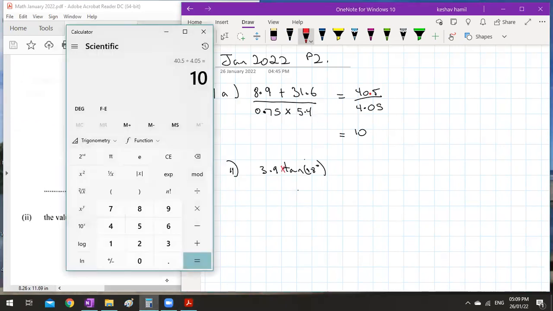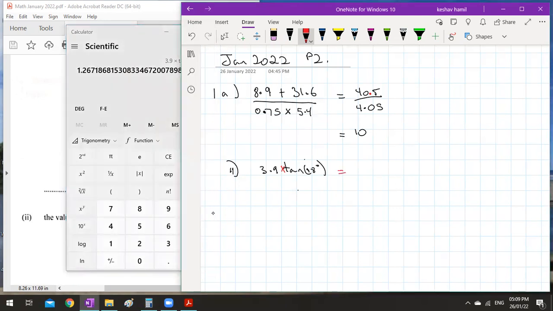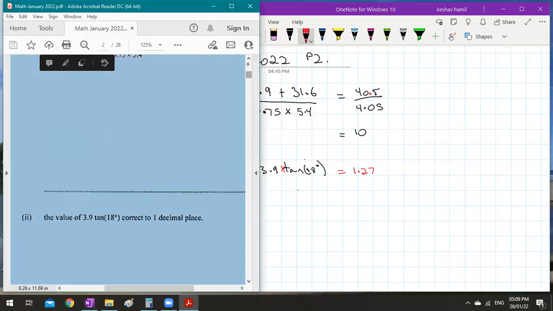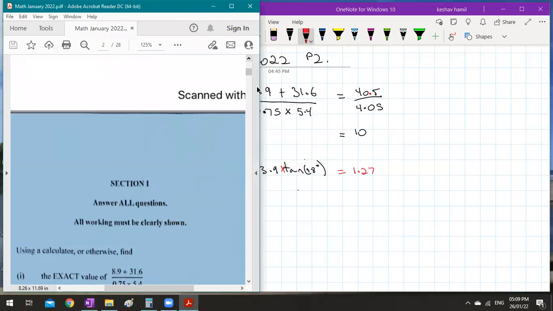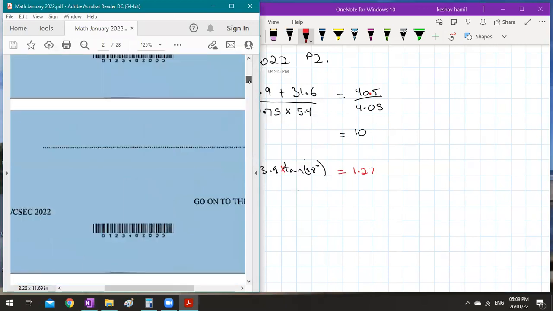So 3.9 multiply. Now on my calculator, you have to press the number and then press tan. Yours might be different. Then it's equal. So 1.27. Let's make sure we press it. So using the calculator, that was fine.